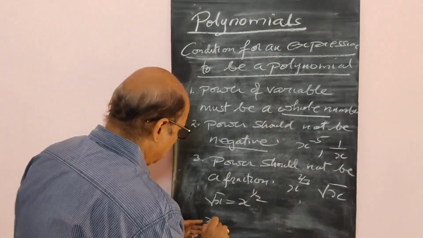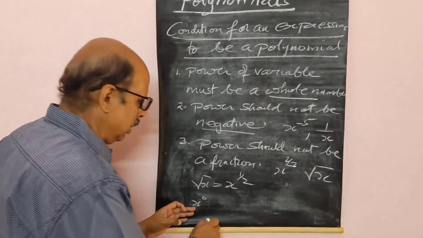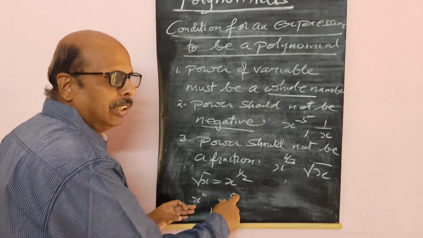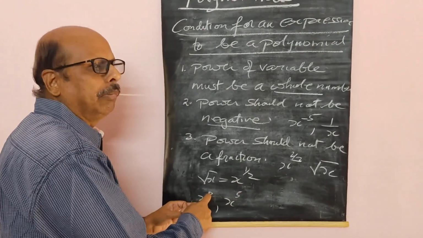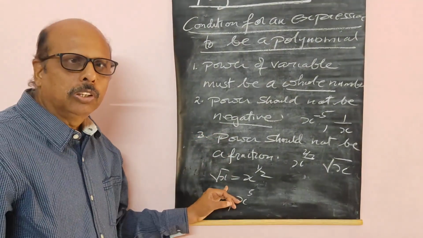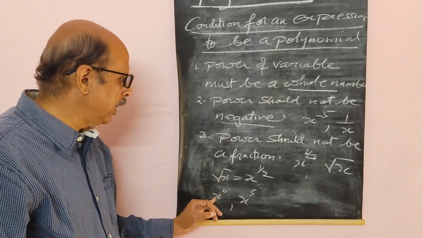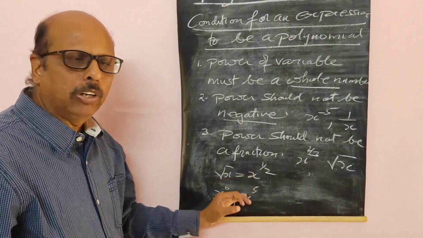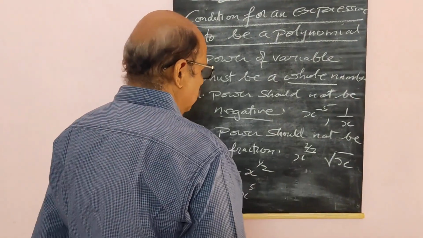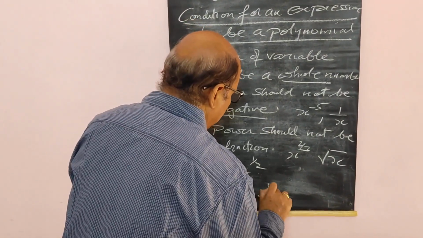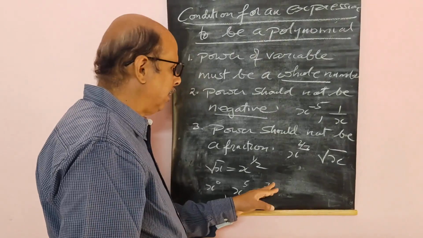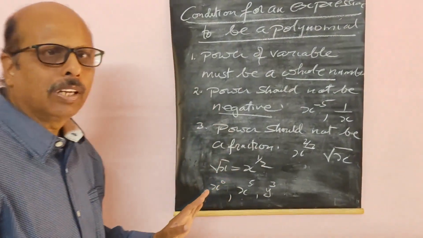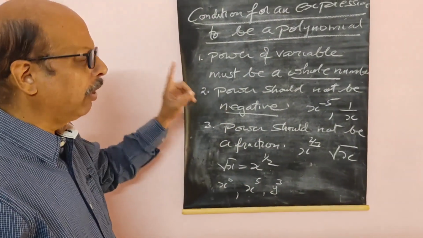Power can be x raised to 0. Yes, it's a polynomial. It can be x raised to 5. It is a polynomial because the power is a whole number. If it is 0 also, it's a whole number because whole number starts from 0. Therefore, x raised to 0 is a polynomial. Then x raised to 5 is also a polynomial. You can write any number. Or you can use a different letter, y raised to 3. It's a variable and it's having power. So power of the variable should be positive and a whole number. Only then we call it a polynomial.